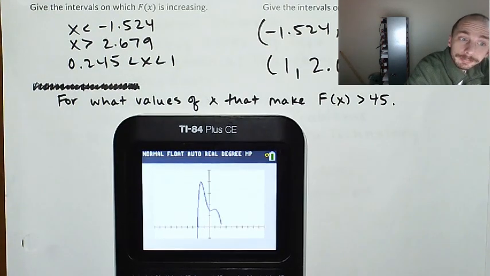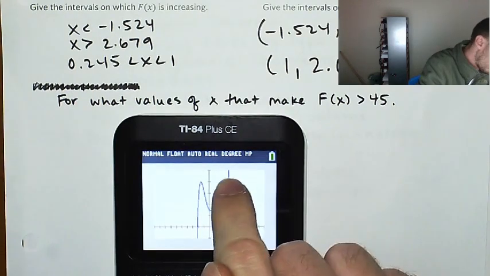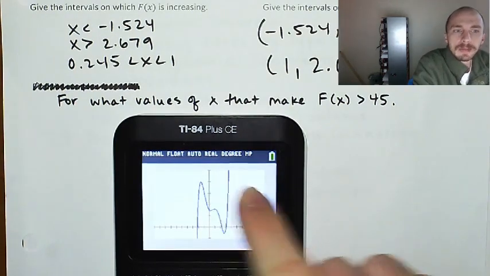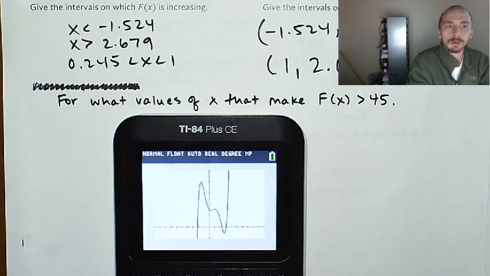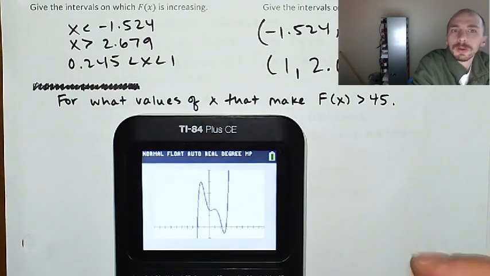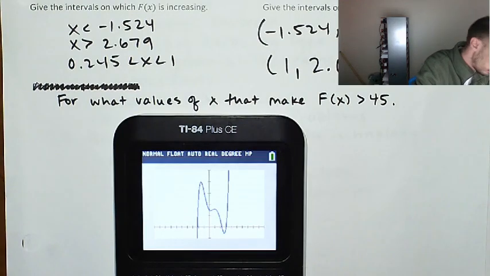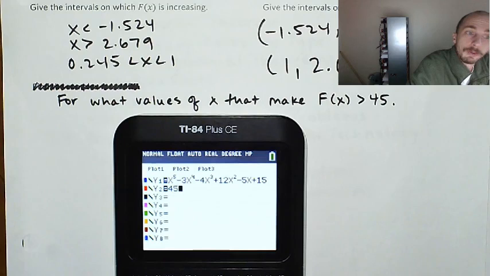Gotta be patient. Okay, great. So y equals 45 at about there. Beyond that point, to the right of that, y will always be greater than 45 because we know about the end behavior of a fifth degree polynomial with a positive leading coefficient. So what I'm going to do is figure out where the polynomial equals 45 by graphing 45.